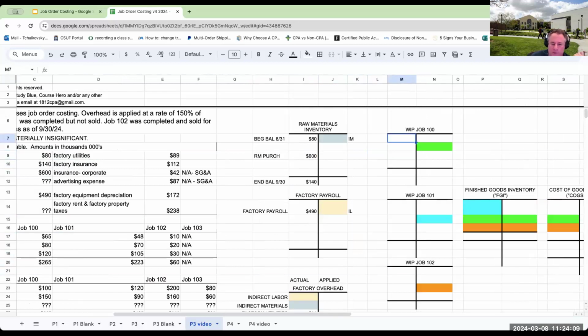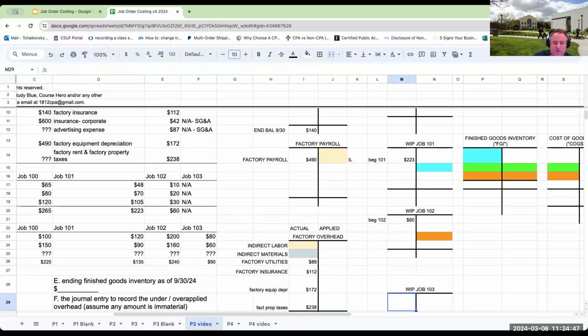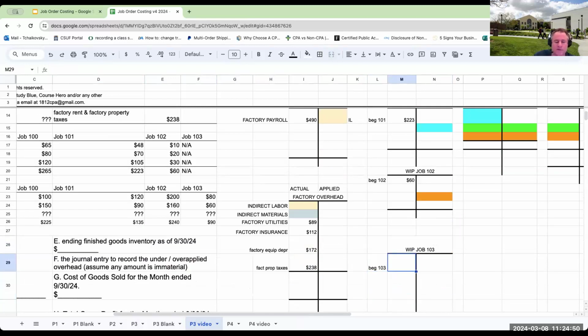Job 100 had a beginning balance over here of 265. Job 101 had a beginning balance of 223. And that consisted of the raw materials, direct materials in August, direct labor, and lastly, it included applied factory overhead. So beginning 102 was at 60. And for job 103, this is going to be not applicable.